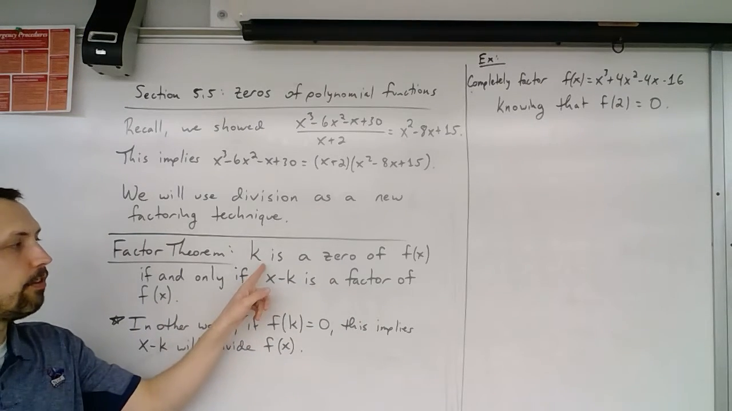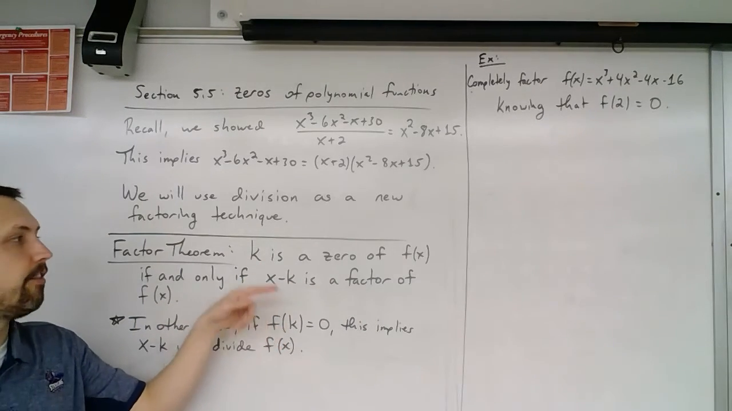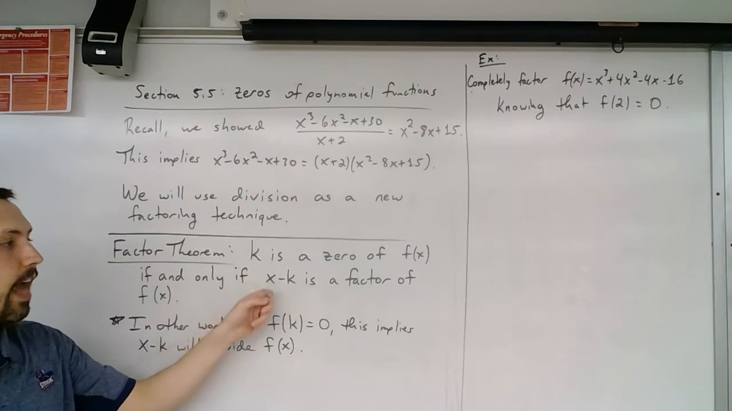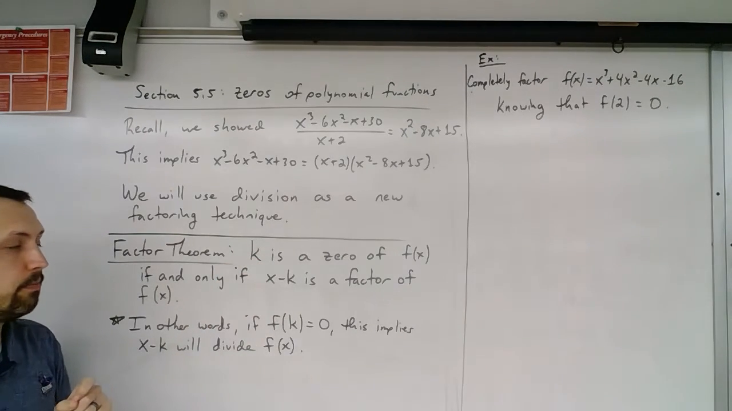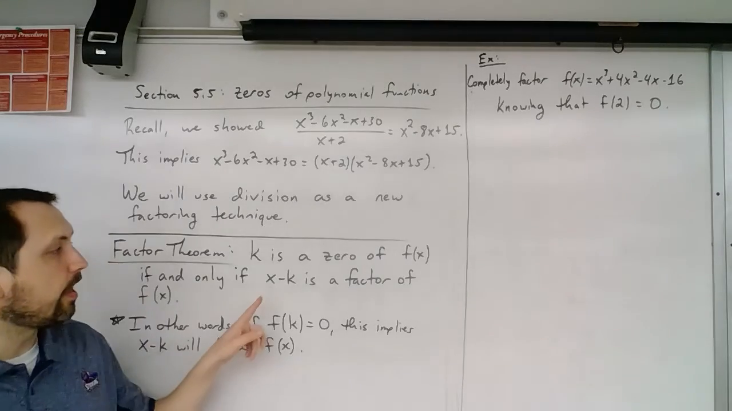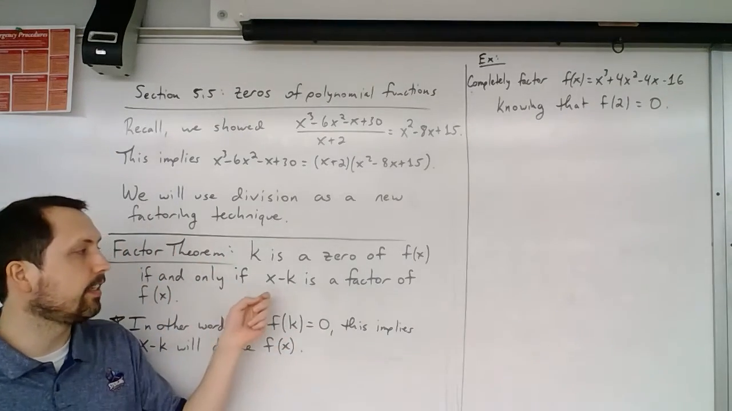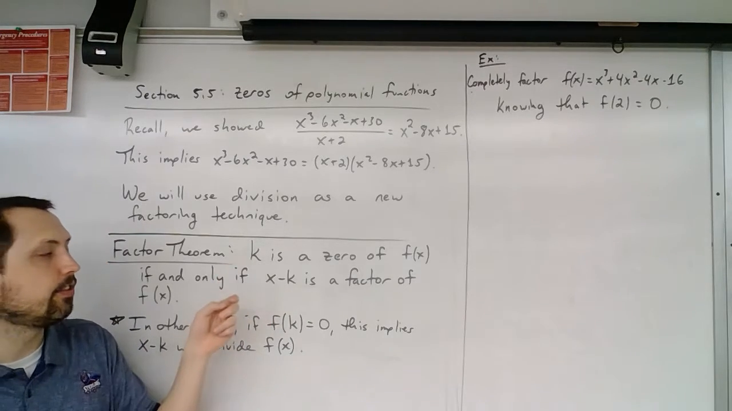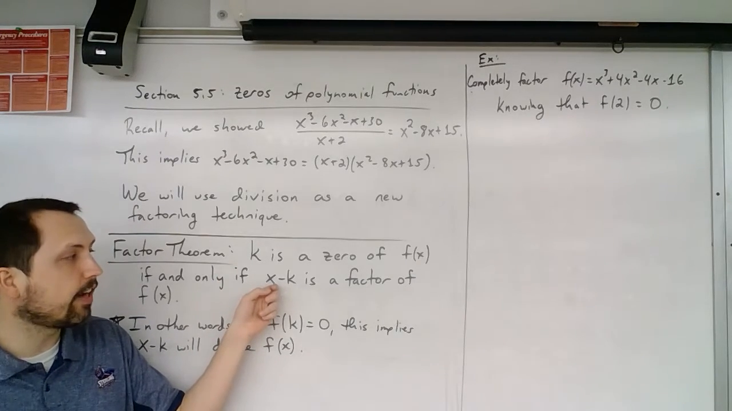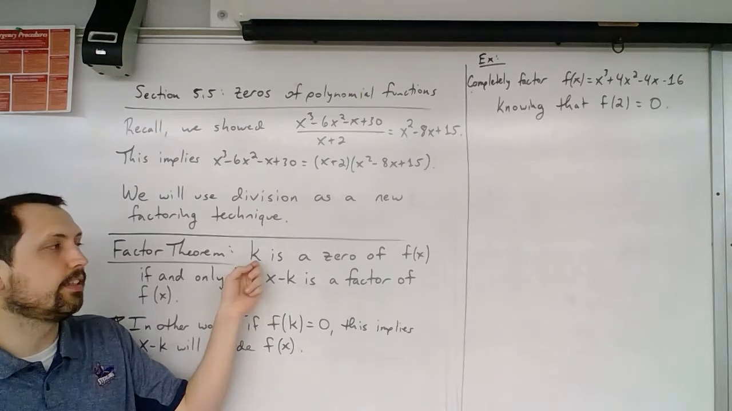So if 5 is a 0, x minus 5 is a factor. If negative 3 is a 0, then x plus 3 is a factor. On the other hand, we also know that if x minus 2 is a factor, then 2 is a 0. If x minus 7 is a factor, 7 is a 0. If x plus 1 is a factor, then negative 1 is a 0.